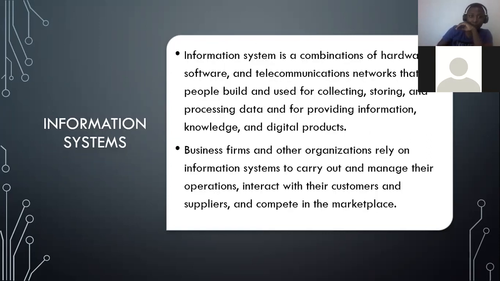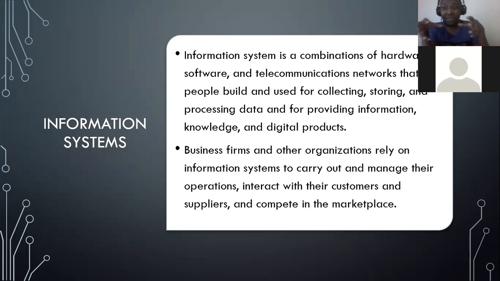So now let's define what information system is. An information system is a combination of hardware, software, and telecommunication networks that people build and use for collecting, storing, and processing data, and for providing information, knowledge, and digital products. So an information system is a combination of hardware. When you're talking about hardware, right, you can see, okay.